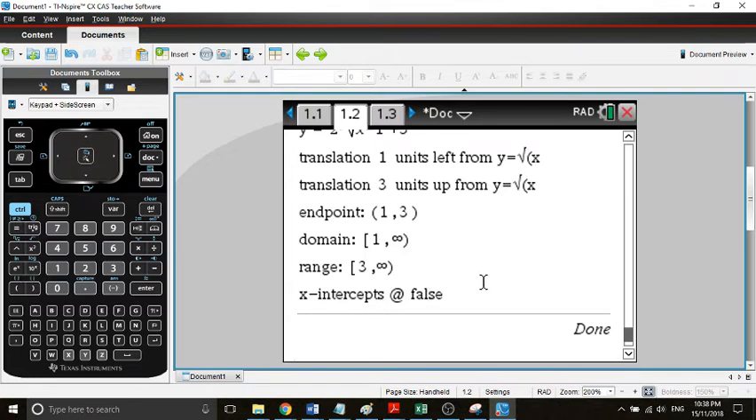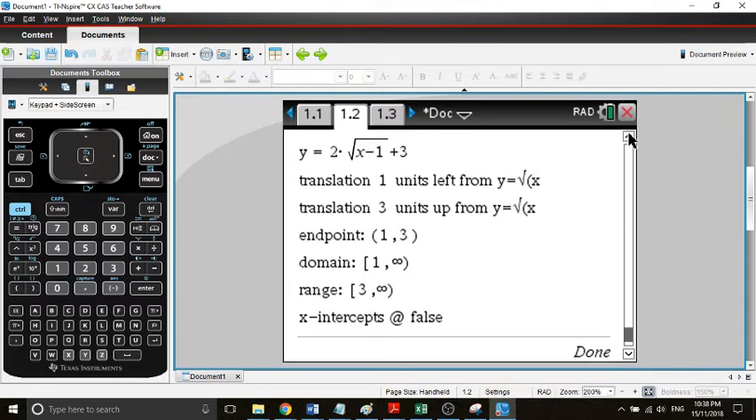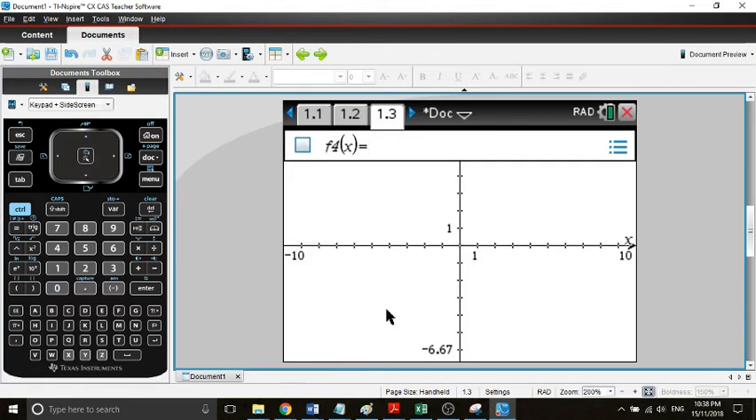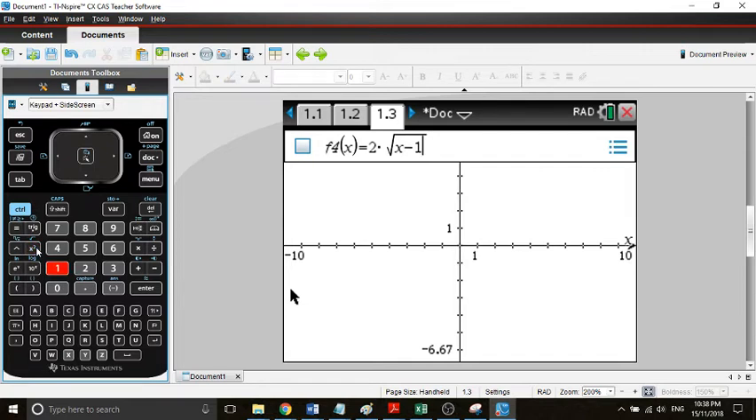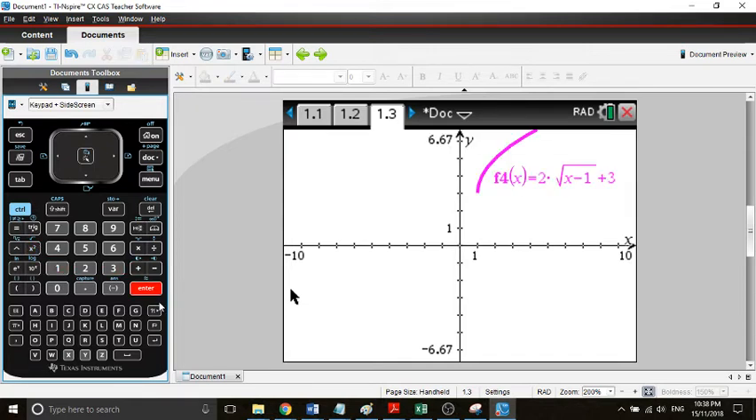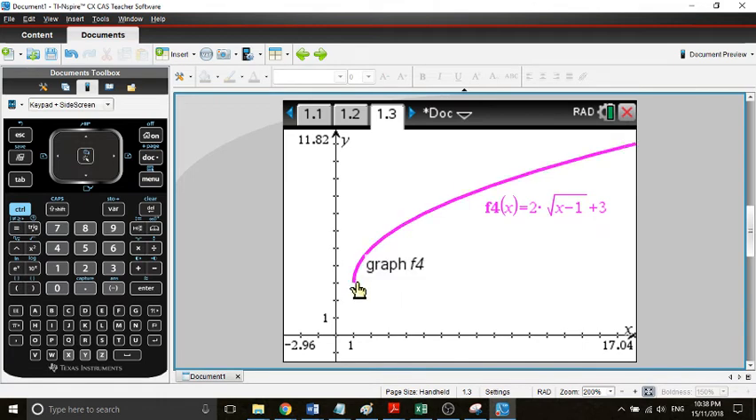And it's saying x-intercepts at false. Why is that saying false? Well, let's have a look at this. This is y equals 2 times the square root of x minus 1, plus 3. Let's graph that. Well, we're not going to have any x-intercepts. So that's what we've got there. But we do have an endpoint.